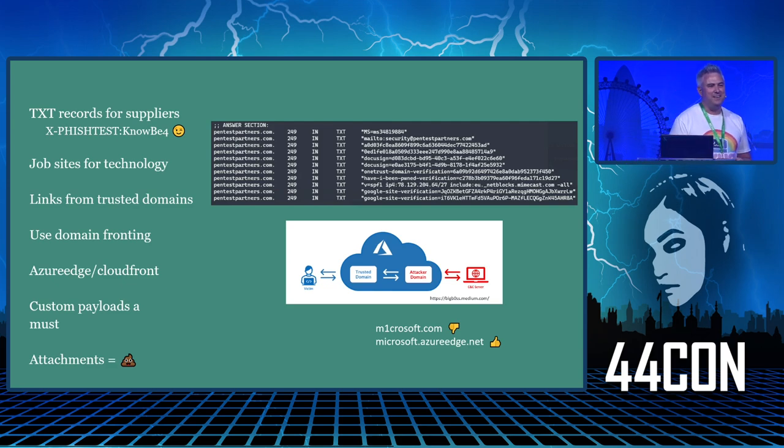Look at things like job sites for technology. That's always really useful because then you can identify the technology that's in use. Obviously, things like LinkedIn will also tell you the technology that individuals might be using. Fundamentally, though, your links need to come from trusted domains. You can't just stand up a server and fire in a link and expect someone's going to click on it and it's going to work.